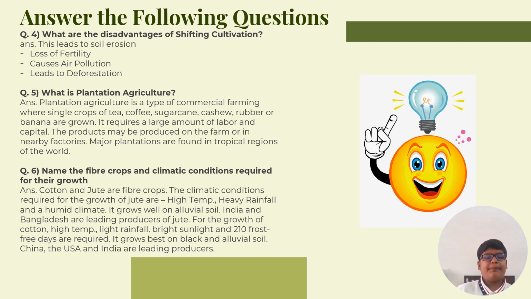Name the fiber crops and the climatic conditions required for their growth. Cotton and jute are fiber crops. The climatic conditions required for the growth of jute are high temperature, heavy rainfall, and a humid climate. It grows well on alluvial soil. India and Bangladesh are the leading producers of jute. For the growth of cotton, high temperature, light rainfall, bright sunlight, and 210 frost-free days are required. It grows best on black and alluvial soil. China, USA, and India are the leading producers.